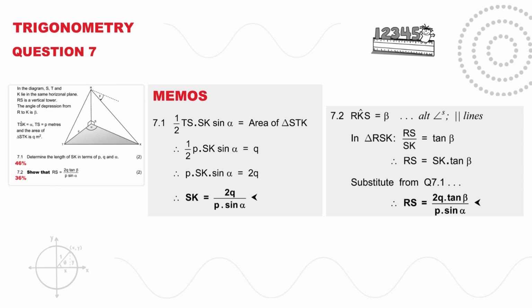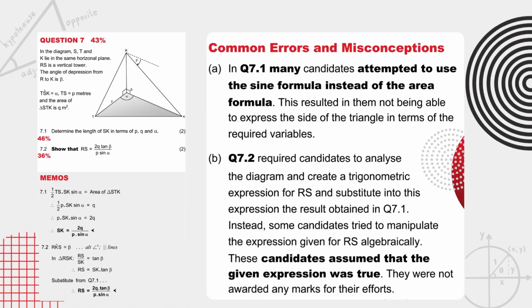And then their solutions. You may want to pause the video here to spend some time on these memos. If we look now at the common errors and misconceptions laid out by the diagnostic report, for question 7.1, many candidates attempted to use the sine formula instead of the area formula. This resulted in them not being able to express the side of the triangle in terms of the required variables.